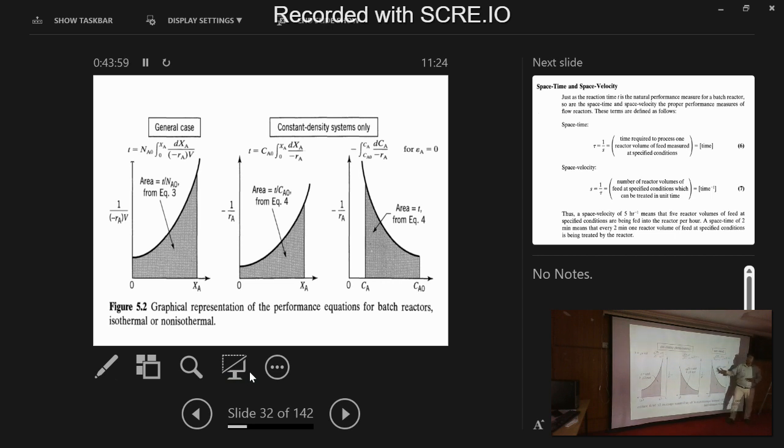General case. If I take constant density, that V comes out, and NA naught by V will become CA naught. So the expression will be this one. If I plot 1 by minus RA versus XA, I'll get t by CA naught. In terms of CA naught, if I draw 1 by minus RA versus XA, I'll get area equal to t by CA naught.